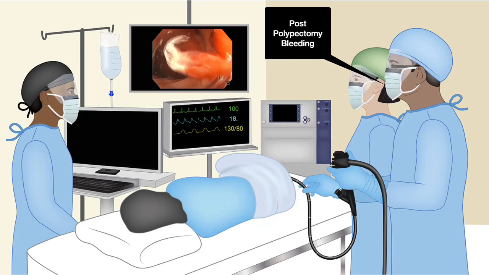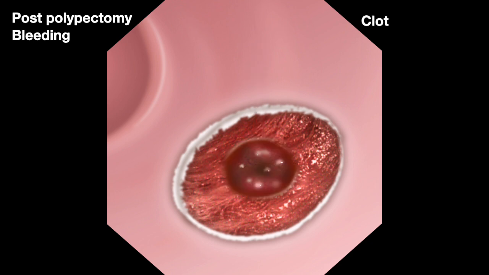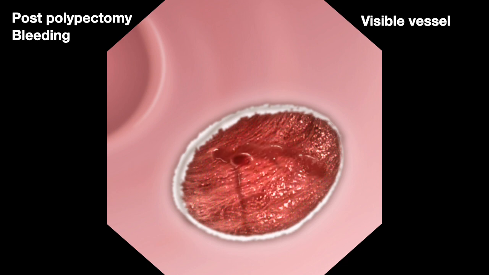So let us talk about post polypectomy bleeding. After polypectomy, you could see either a spurting vessel with bleeding or a clot. And if you see a clot, it's a good idea to remove the clot and see if there is a visible vessel that is amenable to endoscopic management.